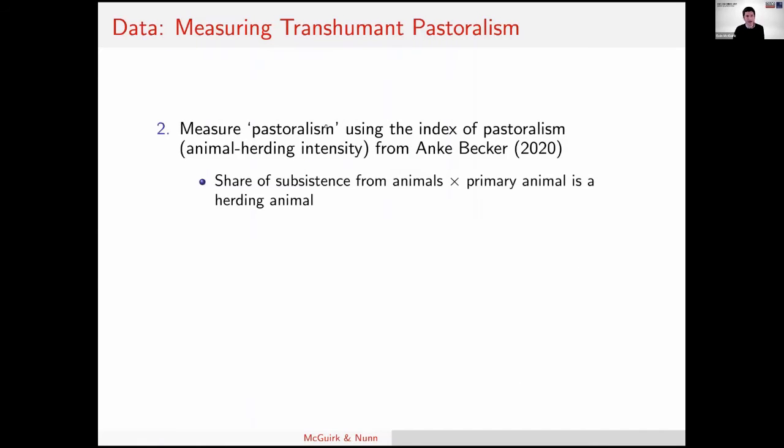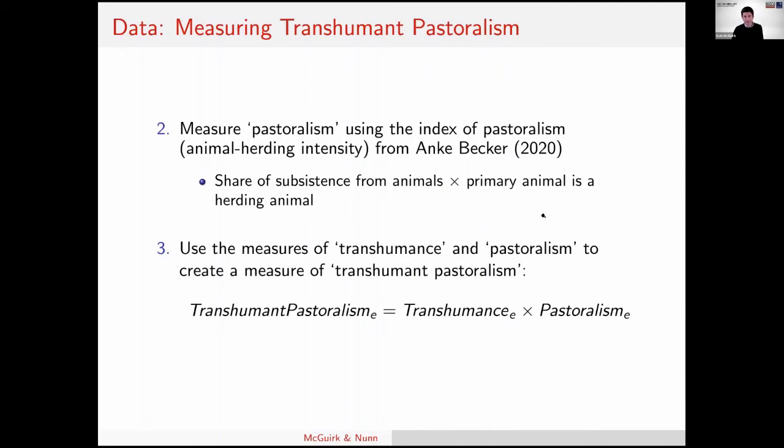Okay, the second part, how do we measure pastoralism? So here we're going to borrow the index of pastoralism that was used by Anke Becker in her Restud paper. This is the share of subsistence that an ethnic group derives from animal husbandry times whether or not their primary animal is a herding animal. So typically this would be an animal larger than a pig, an animal that's suitable for herding across long distances.